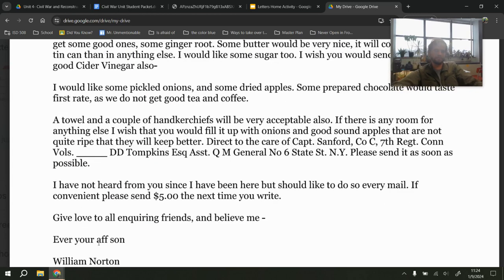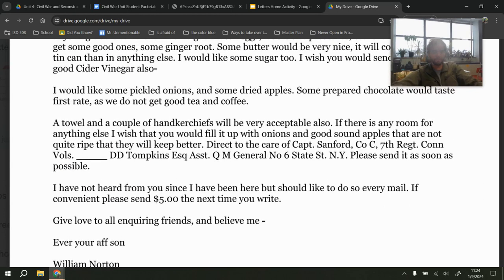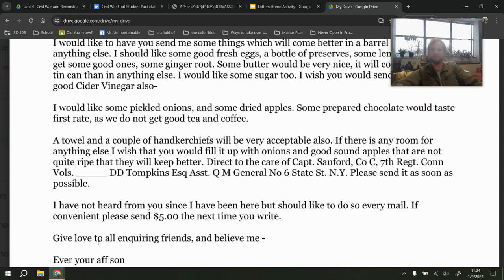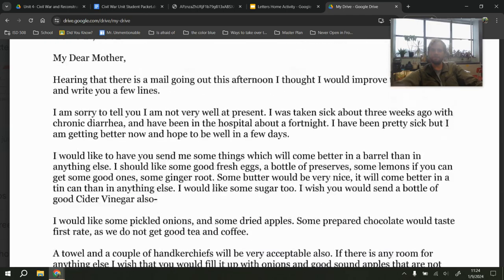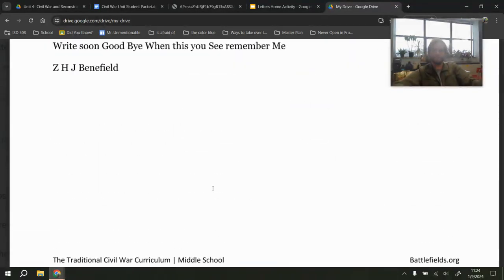So he's asking for a letter home. William Norton seems like he both would like some more food, and he sounds to me like he's quite homesick, and he really misses his mom. And he asks, please, for her to write. He hasn't heard from her. He's been here for a while, and he would like a letter from his mom. That's a very sweet letter.